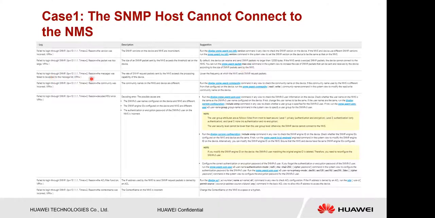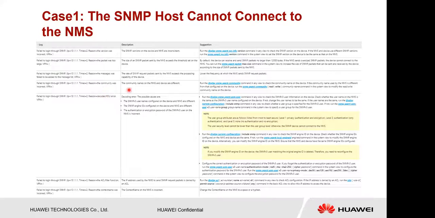The third reason is that the message failed to be added to the message list. The rate of the SNMP request packets sent by the NMS exceeds the processing capability of the device. A suggestion is to lower the frequency on the NMS side whenever it is sending the SNMP request packets.